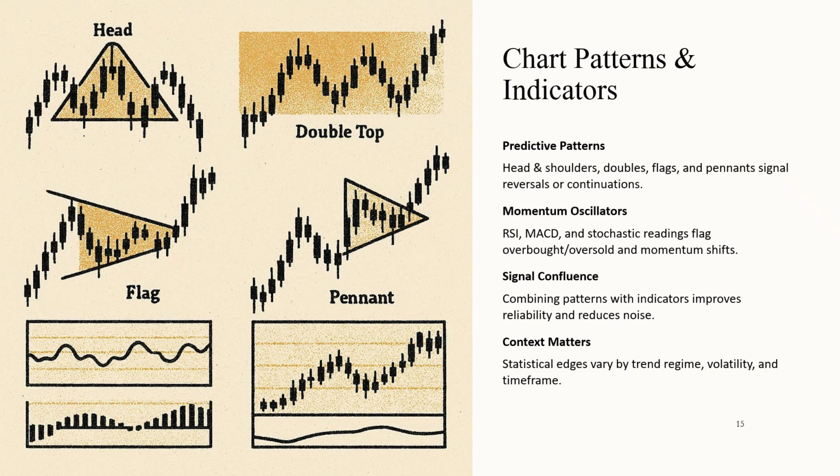Popular chart patterns like head and shoulders, double tops and bottoms, flags and pennants serve as predictive signals for trend continuation or reversals. Technical indicators include oscillators like RSI, MACD, and stochastic indicators that measure overbought or oversold conditions. Combining multiple indicators can improve signal reliability. Statistical studies show that certain patterns and indicators have higher predictive power in specific market conditions.